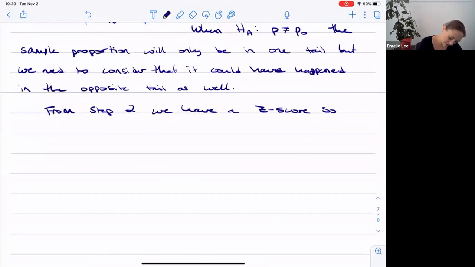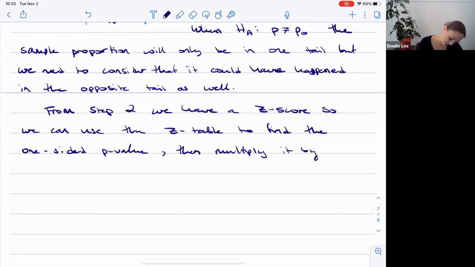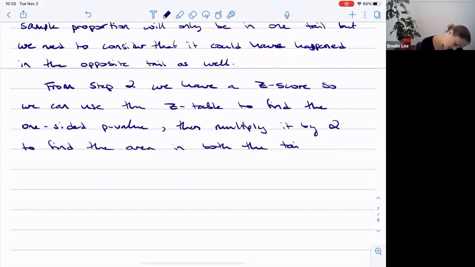So from step 2, we have a z-score, so we can use the z-table to find the one-sided p-value. Then multiply it by 2. I know I'm out of time. Then multiply it by 2 to find the area in both the tails.